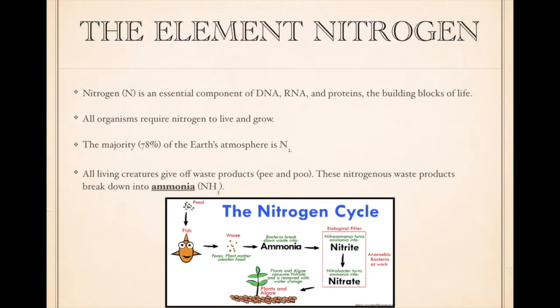So fish will excrete waste, bacteria can break that down into ammonia, and then that nitrogen can be absorbed by plants and algae, and then fish would eat those plants and algae and so forth, and then you have that cycle. So let's take a look at the nitrogen cycle.